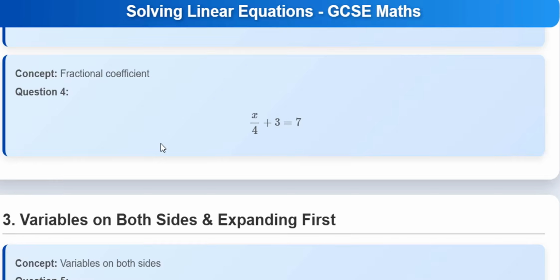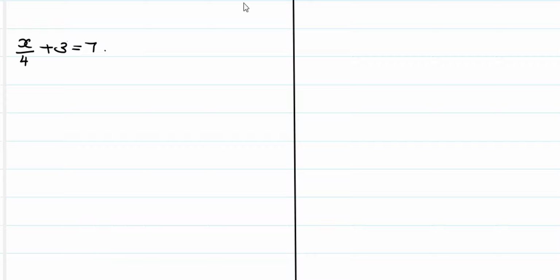How about if you have a fractional coefficient, like in this case, you have x divided by 4 plus 3 is equal to 7. How do you go about this? As usual, the first step is to combine the like terms together, and since here I can see I have x over 4, 3, and 7, I can combine these 3 and 7 because they are similar. Then I leave this x over 4 on this side, so it becomes x over 4 is equal to 7, this one.